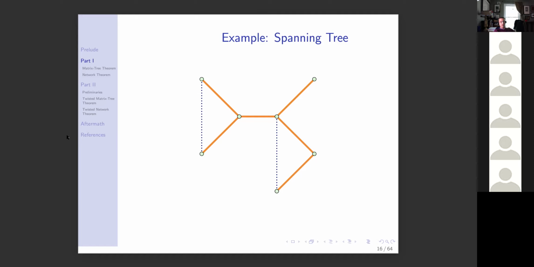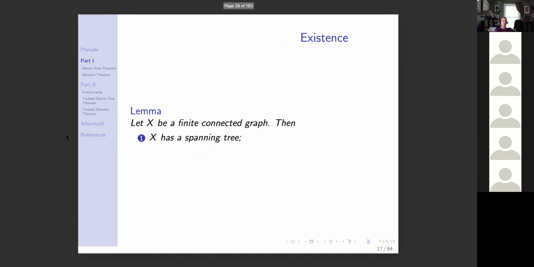So now there are other spanning trees. It's not a unique one in a graph. Here's another spanning tree in the same graph, right? You have this one and you have this one. There are even more, right? So it's not a unique thing. But the first question you might ask is, do they exist in a graph? Well, let X be a finite connected graph, then X has a spanning tree. That's the first lemma. And the number of spanning trees in X is finite.